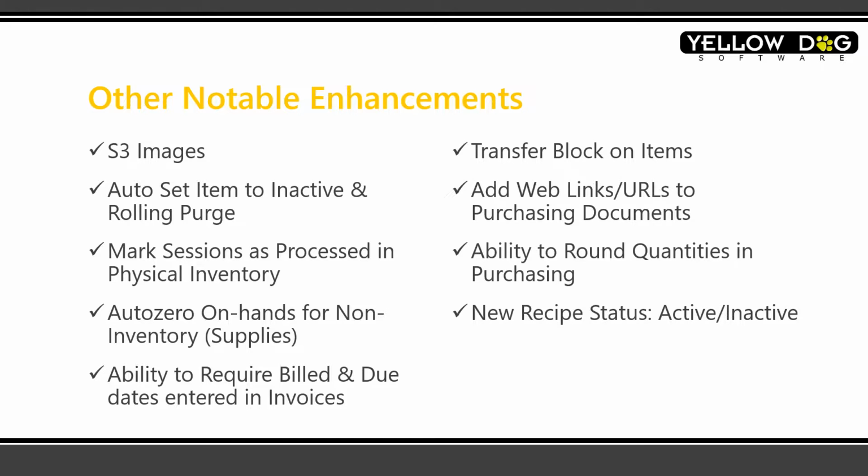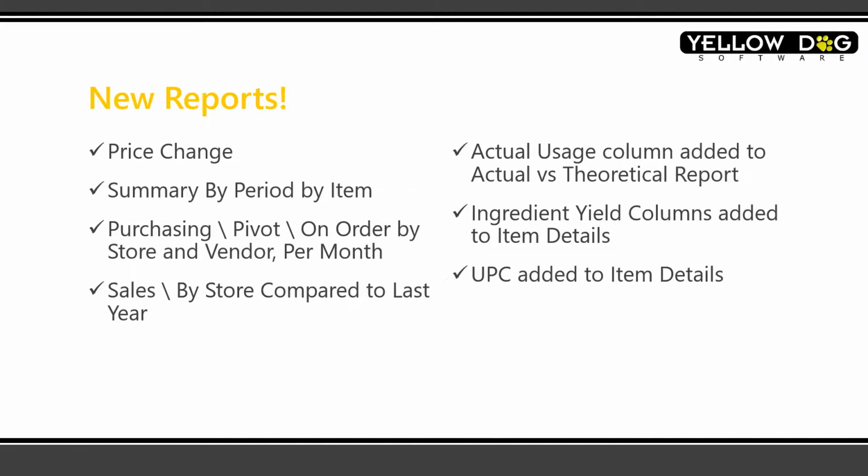We've added web links or URLs to purchasing documents. So if you have any web-based information, or maybe even an invoice system that's in the cloud and you want to link to it, you can do that. I mentioned we have the ability to round up quantities in the different purchasing documents. We also have a new recipe status for active and inactive recipes. There's a number of new reports. So we've got 7 or 8 here. That'll be helpful.